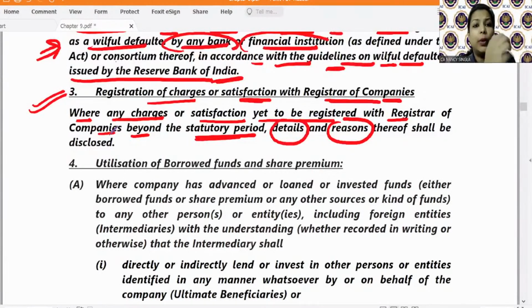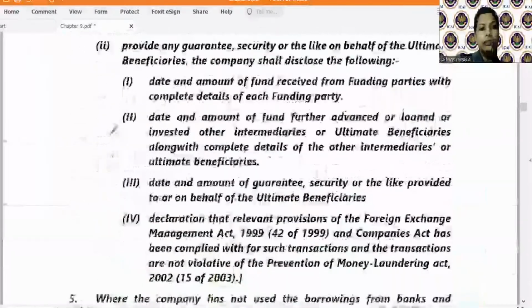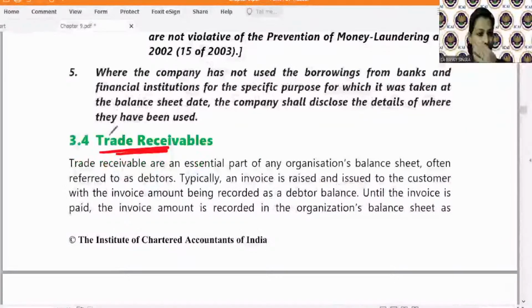That auditor will see whether the registration of the charges with ROC has been done within the statutory period as is required. And if not, I as an auditor am going to verify what the additional regulatory information that is given, that is the details and the reasons thereof. So easy है ना? ठीक है? So this was the third additional regulatory information. Okay, is it clear? Now let us do the fifth one and then we will complete the fourth one also.